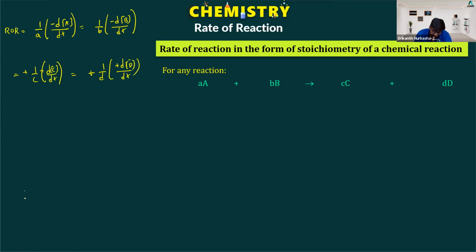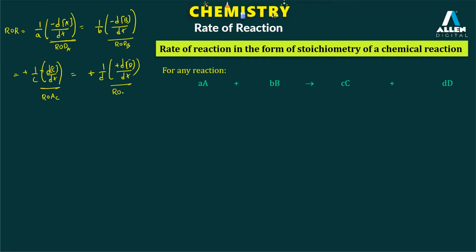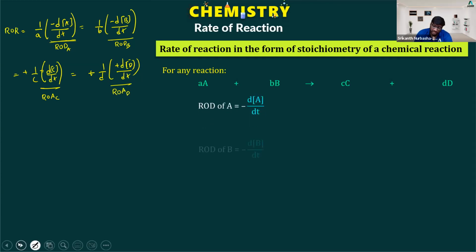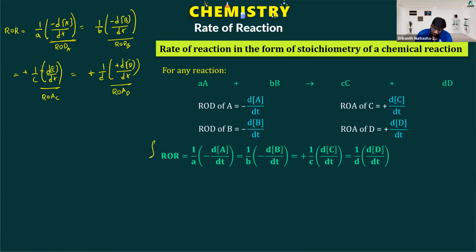So that is nothing but your rate of reaction. This is your rate of disappearance of A. What is this? Rate of disappearance of B. What is this? Rate of appearance of C. What is this? Rate of appearance of D. Rate of disappearance of A, rate of disappearance of B, rate of appearance of C and D, rate of reaction, all these we have calculated.